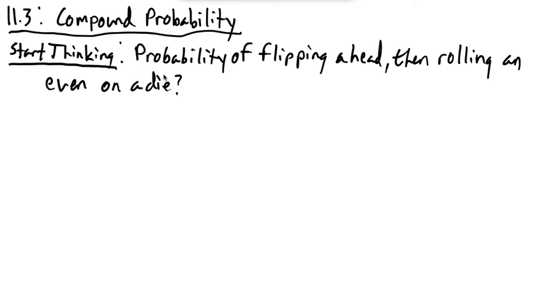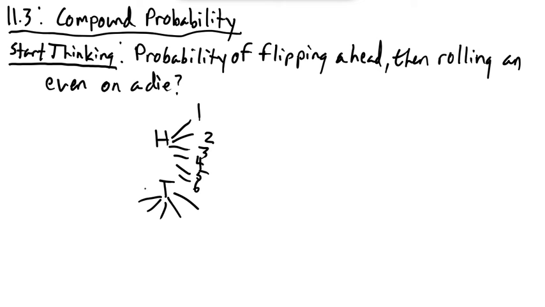So let's start by looking at what's the probability of flipping a heads on a coin, then rolling an even on a die. Well, let's go through this the long way, the way that we know. I said long way because we'll be dealing with a shorter way. So you have the potential to flip a head or a tail, and then after that, you can roll a 1, 2, 3, 4, 5, or a 6. You can do the same for tails.